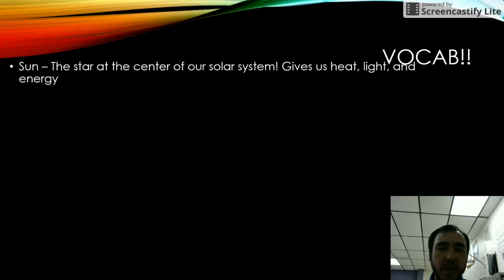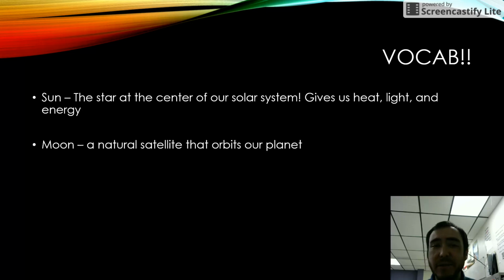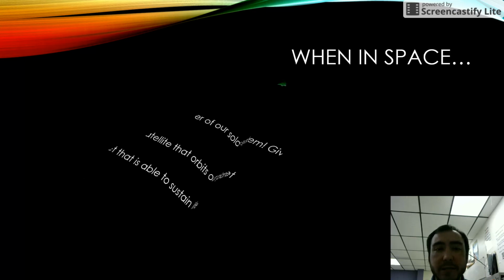Okay, so we have some vocab to start. And the first one is our sun, which is a star at the center of our solar system. This gives the Earth heat. It gives the Earth light. More importantly, it gives the Earth energy so we can sustain life. We have a moon, which is a natural satellite that revolves around our planet, or orbits our planet. And then we have the Earth, which is the third planet from the sun in our solar system. We are the only planet that is known to be able to sustain life.